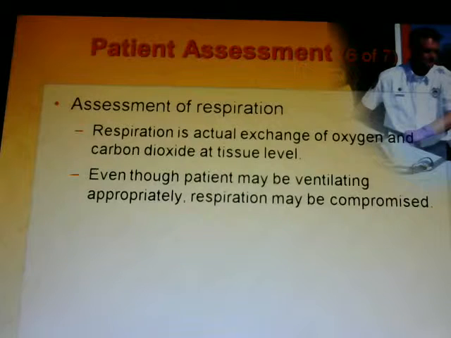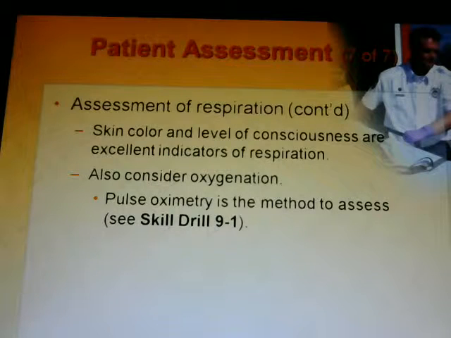Respiration is the actual exchange of oxygen and carbon dioxide at the tissue level. Even though the patient may be ventilating appropriately, respiration may be compromised. Like I said earlier, ventilation is the air going in and out. Respiration is the exchange of the oxygen and carbon dioxide, the external respiration at the lungs, internal respiration at the cellular level.